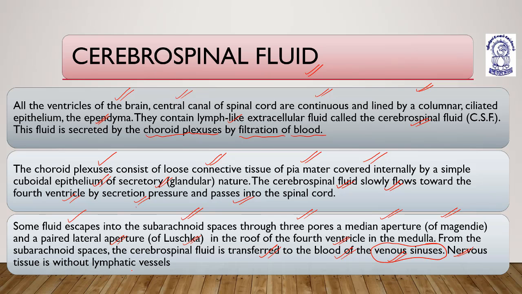Nervous tissue is without lymphatic vessels. Nervous tissue does not have any lymphatic vessels. The fluid escapes into the subarachnoid spaces through three pores. One is the median aperture, known as foramen of Magendie, and the two lateral paired apertures are known as foramen of Luschka, in the roof of the fourth ventricle in the medulla. From the subarachnoid spaces, the cerebrospinal fluid leaks out into the blood of venous sinuses. Nervous tissue is without lymphatic vessels.